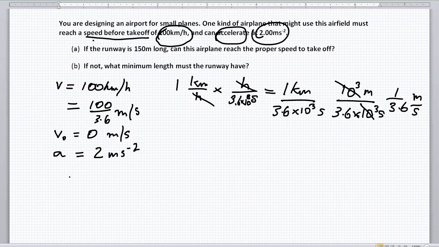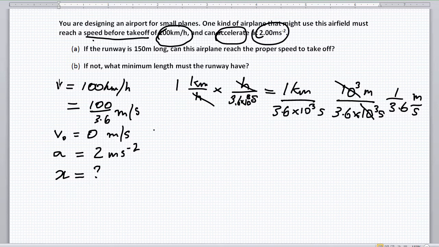And I'm looking for the distance this thing requires to take off, right? I do know that the runway is 150 meters long, but I don't know if that's long enough. So really what I want to do is find how long does this runway have to be if this plane has to reach this speed before it can take off. So I've got V, V naught, A, and X. What don't I have? Time. So which equation do you think I should use?